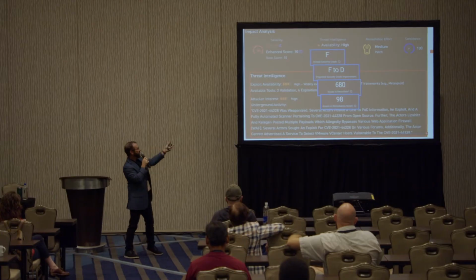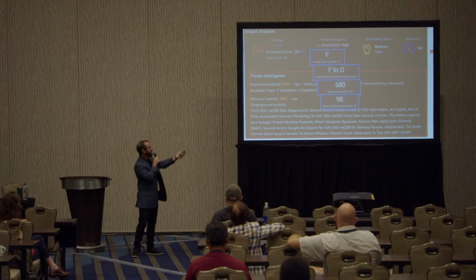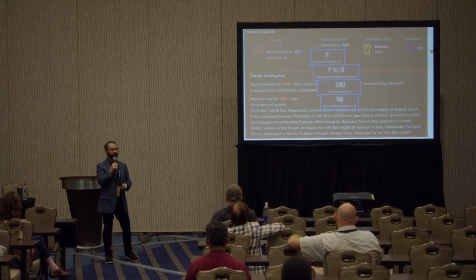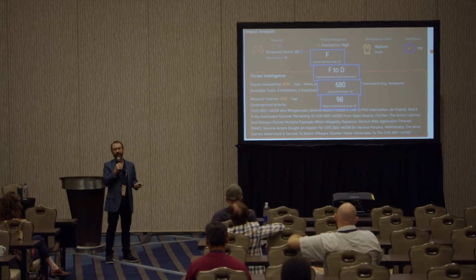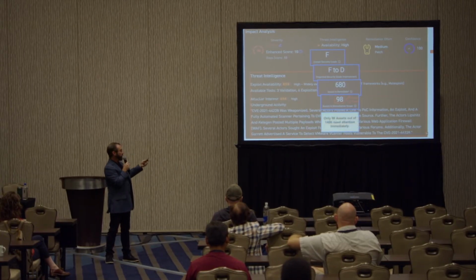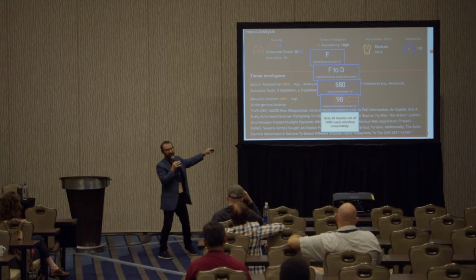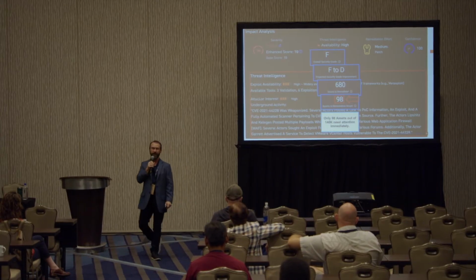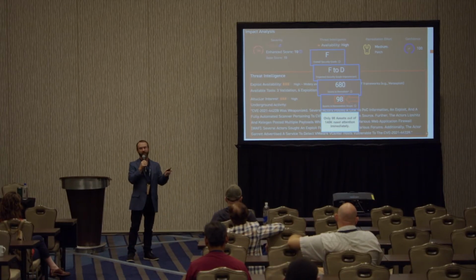Okay, so in this case here, to get from an F to a D, there were 680 things that needed to be remediated and 98 assets that had those issues on them. Still sounds like a lot, doesn't it? Unless you knew that this was about 140,000 issues that were found. So we've just taken 140,000 issues and narrowed it down to 98 that are going to get you the most bang for your buck, to say this is where your true risk exists.